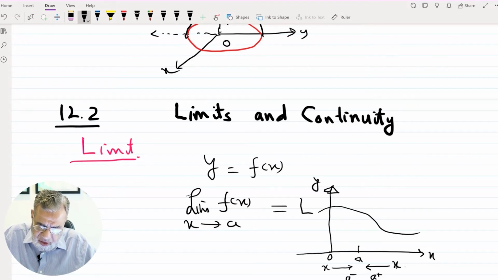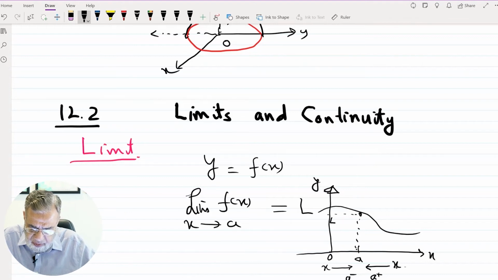Now when x is moving toward this point, this point is projected on the y-axis, and the value of this one is L. So when it's coming from a minus from the left, it's moving from down, and a plus is coming from up. But both sides are moving towards L, and on the x-axis, x is going towards this a. So we say we are going to discuss the behavior of the function near point a. Now again I'm saying not at point a.